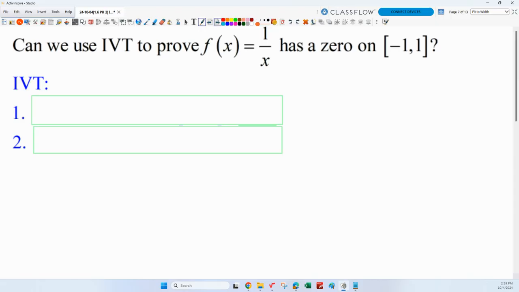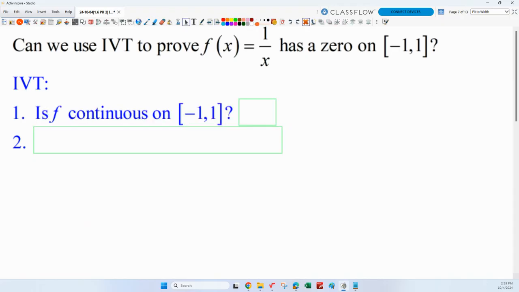So first of all, my question is, we're not even going to do it, but can we use IVT to prove that the function f of x equals 1 over x has a 0 on the closed interval from -1 to 1? No, this function is not. You can't. Because what are the two criteria? It has to be continuous on the closed interval from -1 to 1. And where is this function discontinuous? At 0, which is on that interval. So no, right away we can see that it's not going to apply.